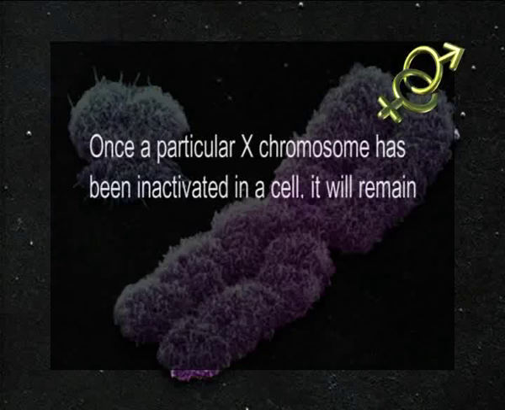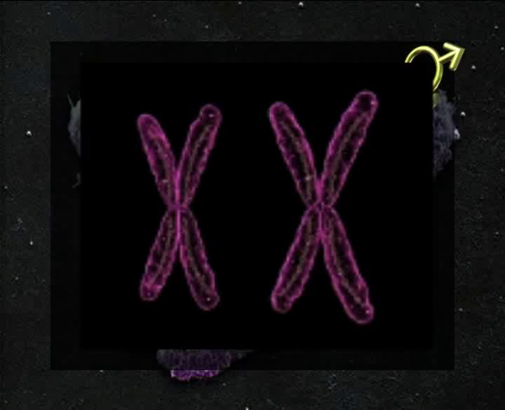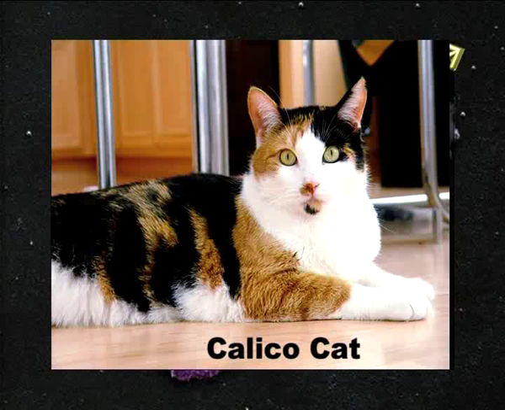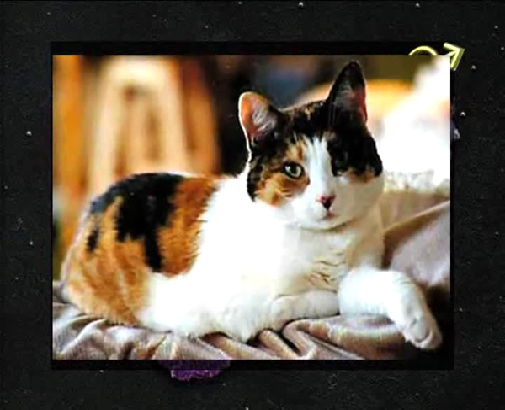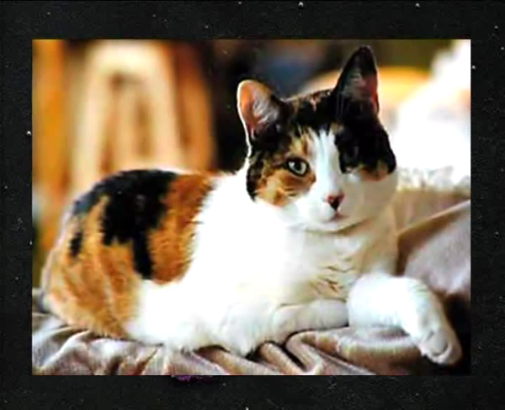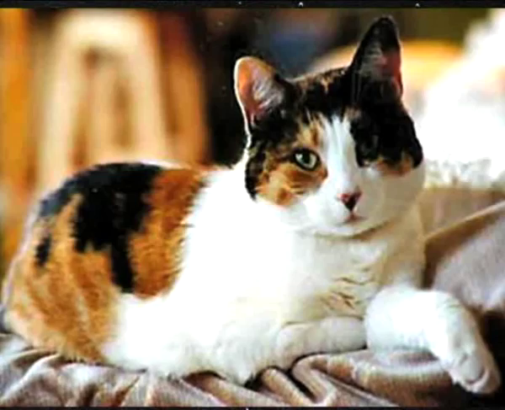Once a particular X chromosome has been inactivated in a cell, it will remain inactivated in all of the descendants of that cell. If a female mammal has different forms or alleles of a particular gene on each of her 2 X chromosomes, then about half of her cells will express one of the alleles and about half the other allele. An example of such a genetic mosaic is a calico cat carrying an allele for orange fur color on one X chromosome and an allele for black fur color on the other X chromosome. The result is a characteristic coat of mottled orange and black patches of fur. Since this type of genetic mosaicism requires the presence of two X chromosomes, calico cats are normally always female.